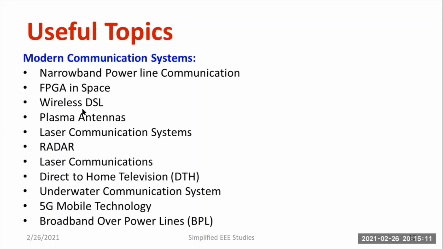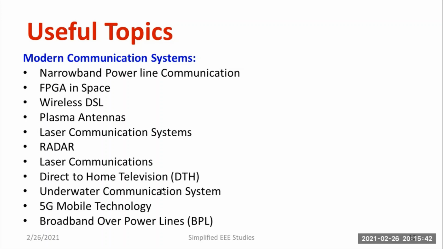And in continuation, field programmable gate array, FPGA, application of FPGA, FPGA in space, wireless DSL. What is the speciality of wired DSL and wireless DSL? You must be familiar. Okay, it's available wherever you're using an internet connection. Then narrow band power line communication, plasma antennas, laser communication systems, radar. Radar is a wide area. You'll be getting a lot of information. Really interesting.